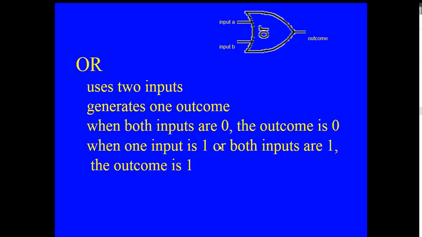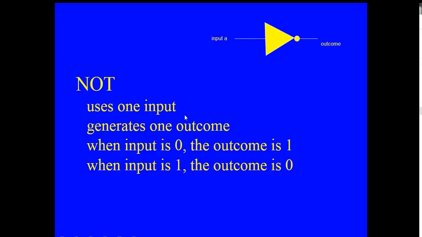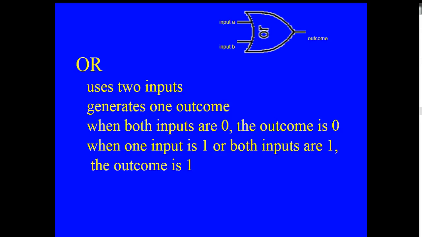Next gate is called the OR gate. Again, the OR gate uses 2 inputs and it generates 1 output. Now the rules for the OR gate are a little different. This particular OR gate has a couple of rules, and we can write out a truth table for this. When both inputs are 0, then the outcome is going to be 0. That's a given with an OR gate. When one input is 1, or both inputs are 1, then the outcome will be a 1.